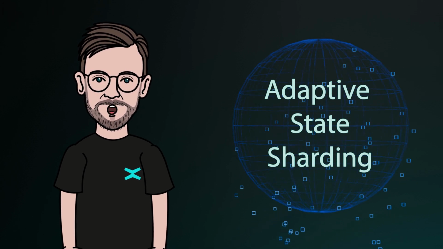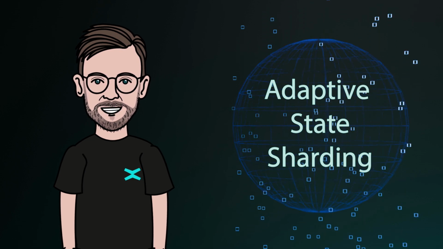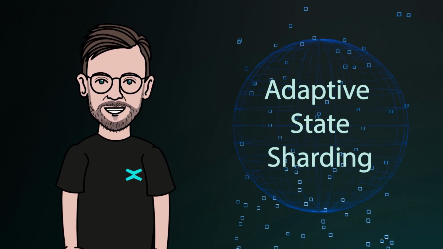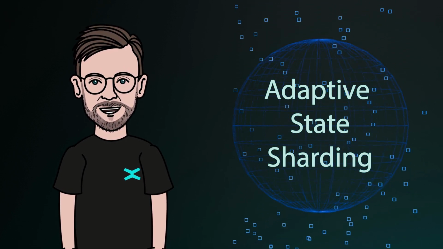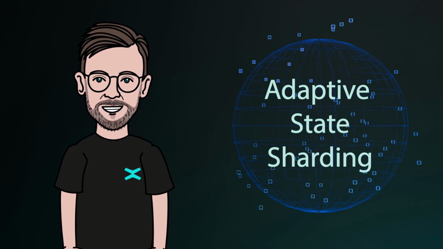So there you go. MultiversX's adaptive state sharding allows the blockchain to scale efficiently and process thousands of transactions per second. It automatically adapts to network demand, ensuring high performance without wasting resources. This makes it one of the most advanced and scalable blockchain technologies available today.